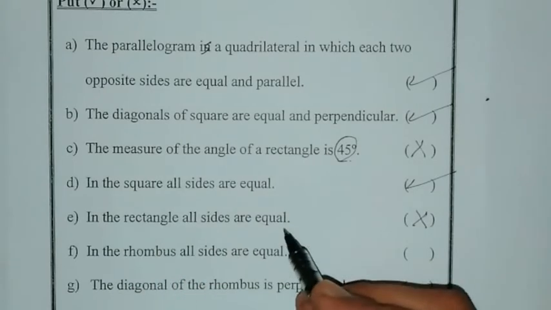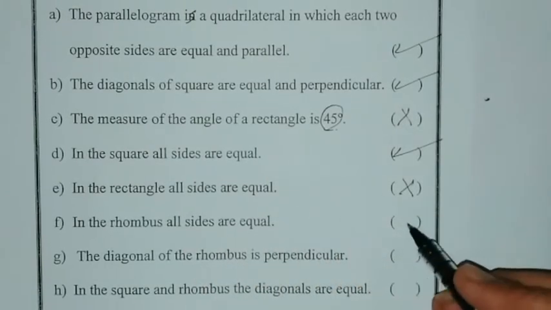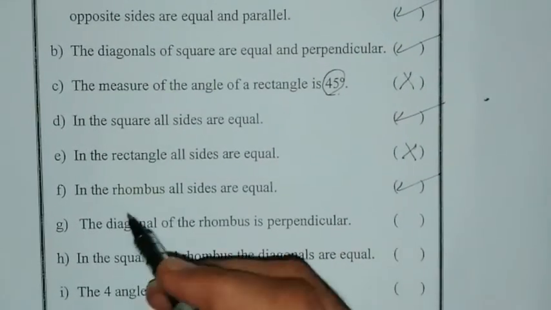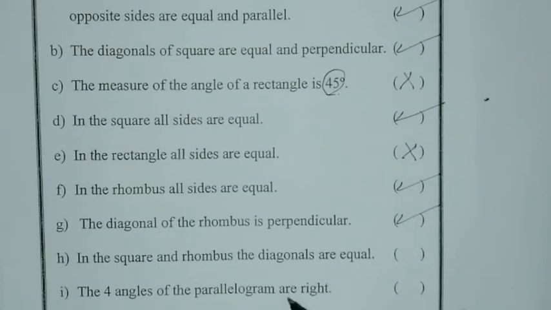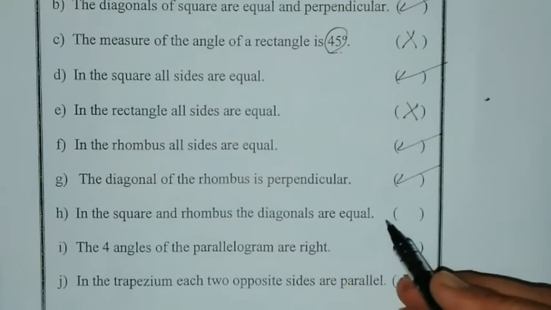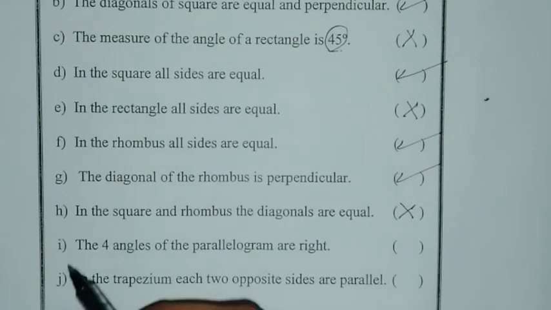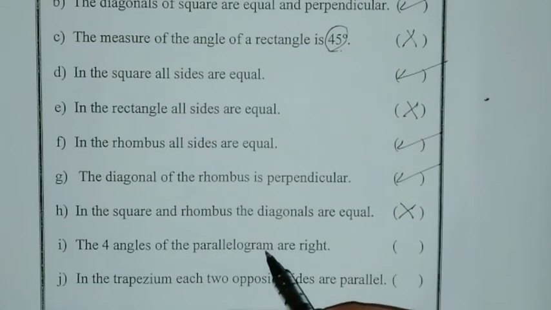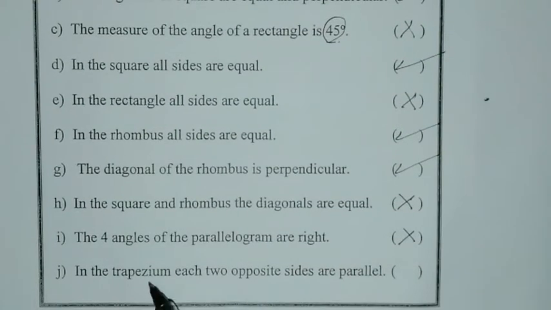In the rhombus, all sides are equal. Yes. The diagonals of the rhombus are perpendicular. Yes. In the square and the rhombus, the diagonals are equal. Wrong. Square and rectangle. The 4 angles of parallelogram are right. Wrong. In a square and a rectangle. In the trapezium, each two opposite sides are parallel. Wrong.